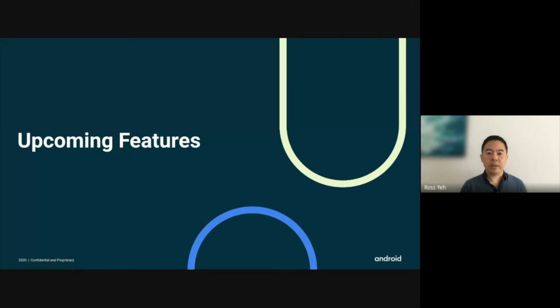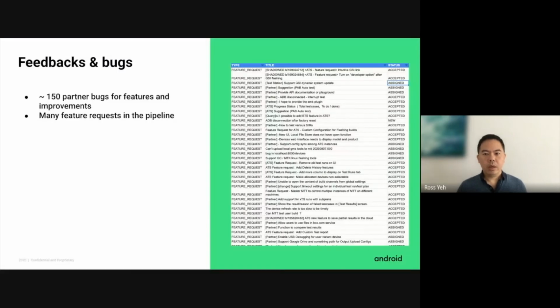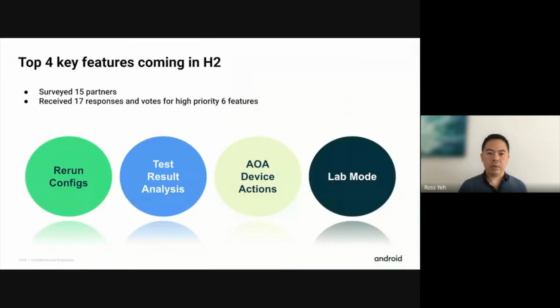Next, I want to tell you more about the upcoming features. Throughout the months of development, we have heard from many of you. Today, we have summarized roughly 150 partner bugs for features and improvements. In fact, we have many more in the pipeline. On top of that, we also did a survey with about 15 partners. We received 17 responses and have voted for the high priority 6 features, which we believe should be high impact and most important to you.